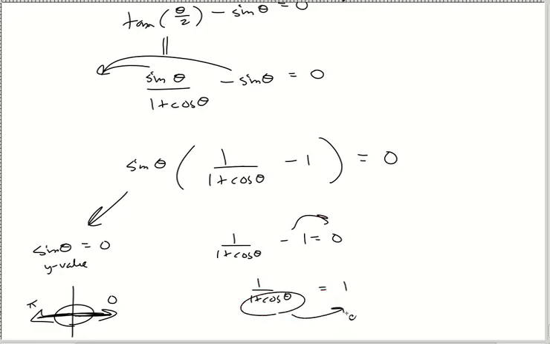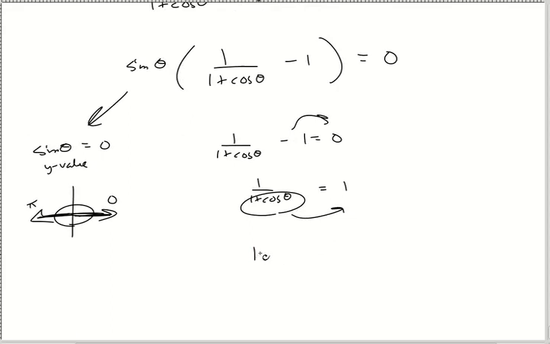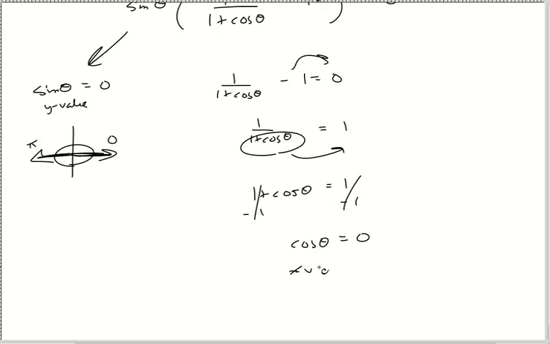I'm going to multiply this to the other side. The 1 just kind of disappears at that point. Minus 1 on both sides. So I'm saying my cosine is also equal to 0. That's my x value. So my x value is equal to 0.